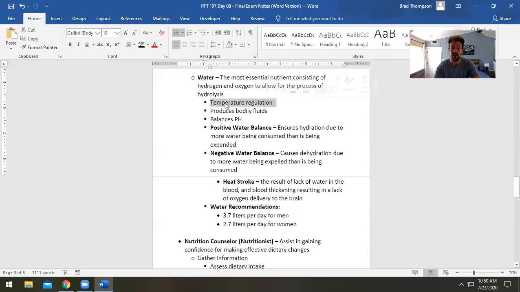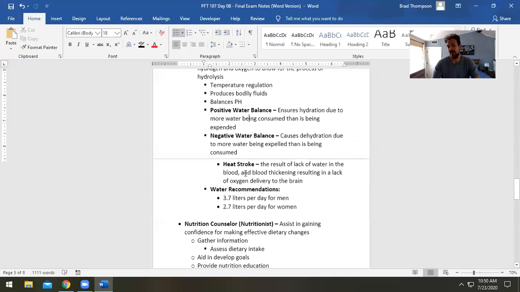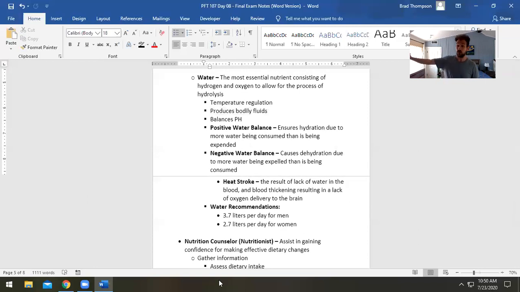It's important for temperature regulation, producing bodily fluids, and it balances out our pH. We know that when we become really acidic, our body stops functioning the way it's supposed to, or when we become really alkaline, the same thing happens. So we want to pay close attention to what we call our water balance, which is going to exist in two different directions, right? You're either going to be in a positive water balance, which means that you're plenty hydrated by getting more water coming in than you are using, or we have a negative water balance, where we are actually dehydrating our body because we are losing more water than we're consuming, right? And that can lead to things like heat stroke, and like I said, it can make you very acidic. There's a lot of problems associated with it.